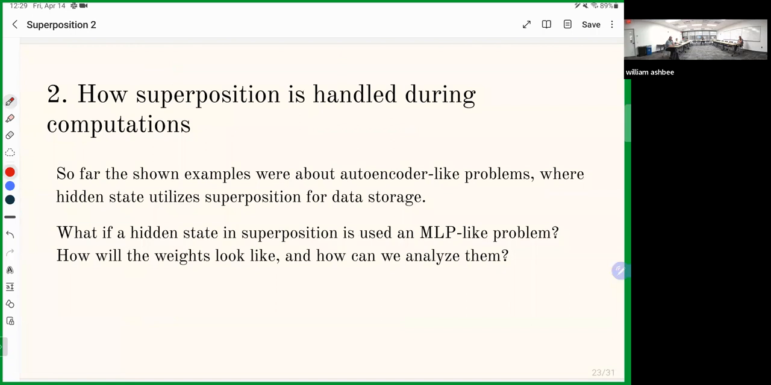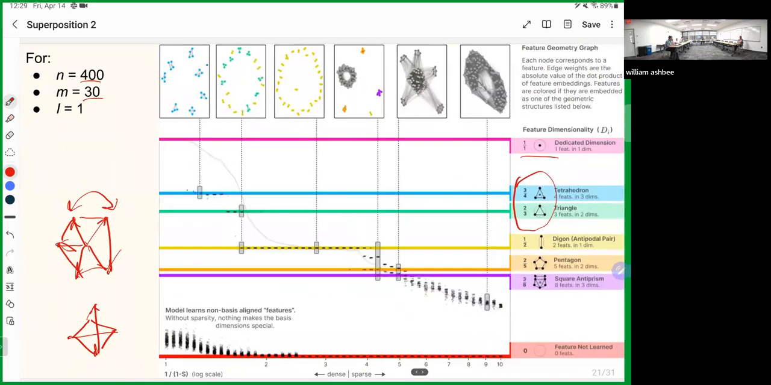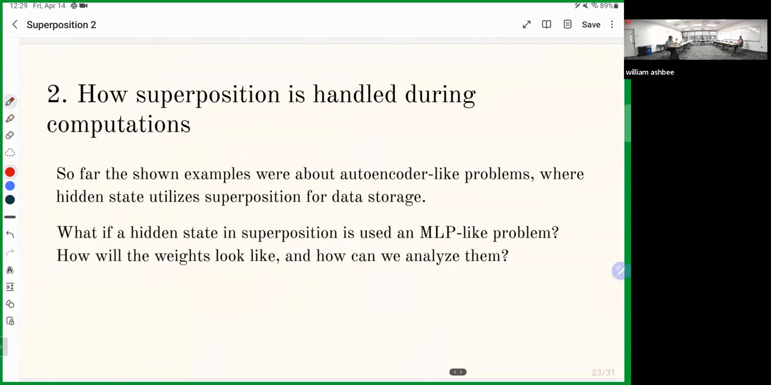Okay. So the authors also provide a strange reason. I don't find it very compelling. Superposition in the examples we showed here is only used for storing information in a reconstructible way, but not in calculations. Okay, let's assume that's true. But now they want to consider a different problem.